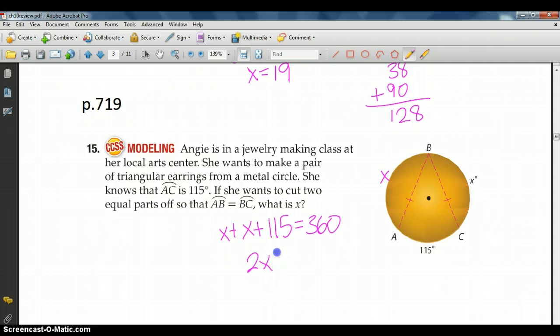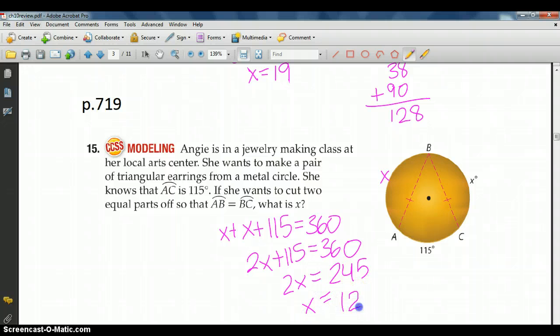So that gives me 2x plus 115 is equal to 360. So let's subtract 115 from both sides, and 2x is equal to 245, and let's divide both sides by 2, and x is 122.5. So that's what x would have to be equal to, 122.5.